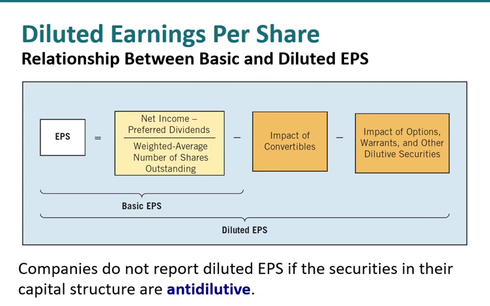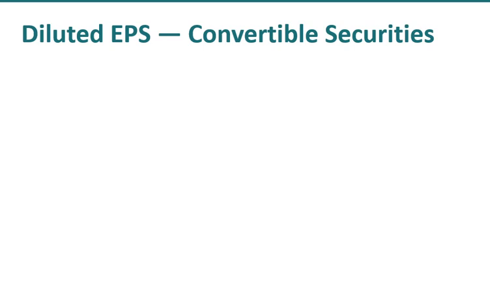Companies do not report diluted earnings per share if the securities are what we refer to as anti-dilutive. In other words, if we treated them as if they were converted, earnings per share would increase. So our diluted earnings per share calculation only includes dilutive securities. Let's begin by taking a look at convertible securities.